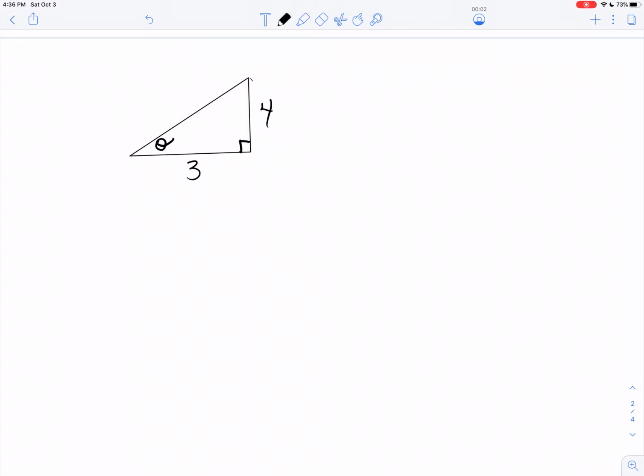Okie dokie, guys, let's take a walk down memory lane. We are about to soak our toes with SOHCAHTOA. Remember, SOHCAHTOA is an acronym we use to remember the sine of an angle, the cosine of an angle, or the tangent of an angle.